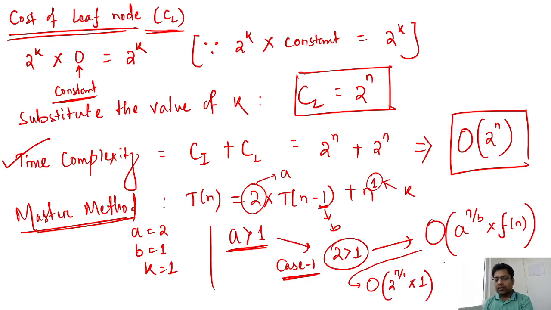Why f of n is absent now? The time complexity would be 2 to the power n now. So we are getting the answer through the master method also. Okay. So the time complexity we can get is 2 to the power n in that way, also in this way. I hope it is clear to you.